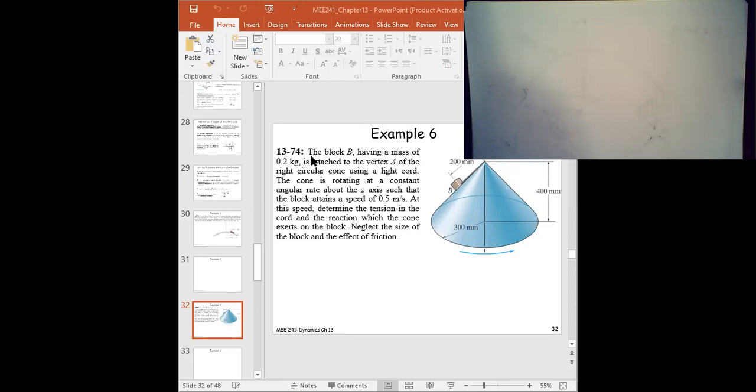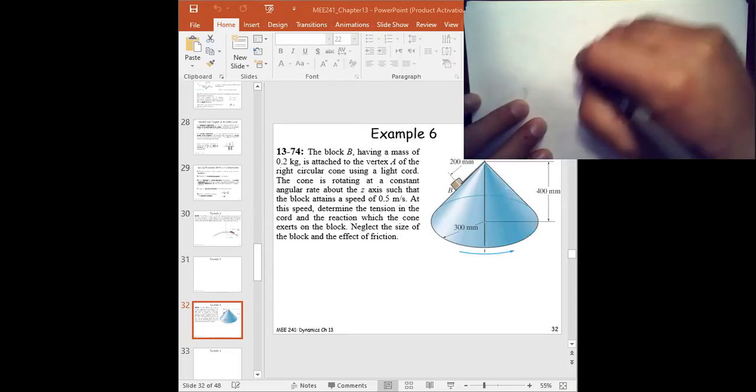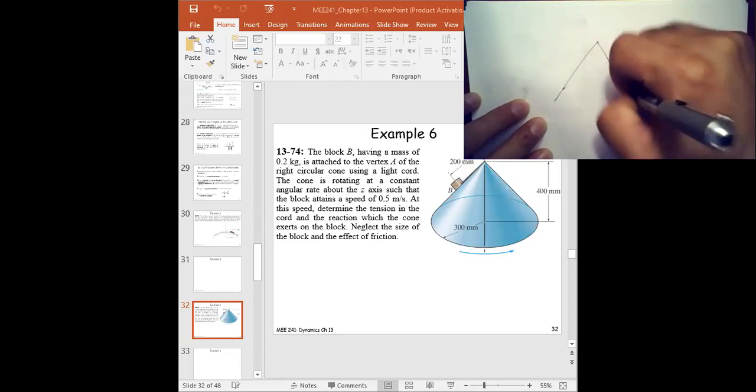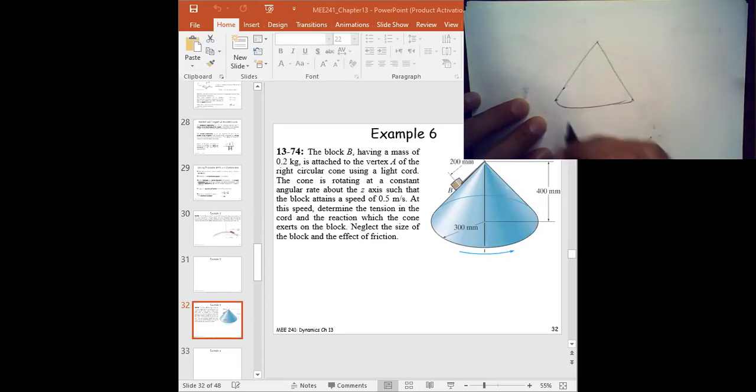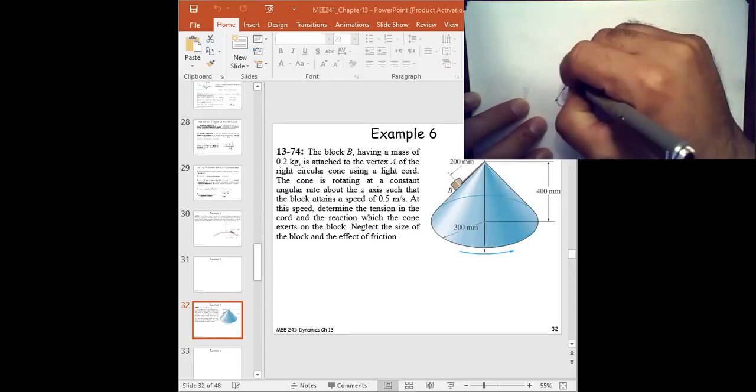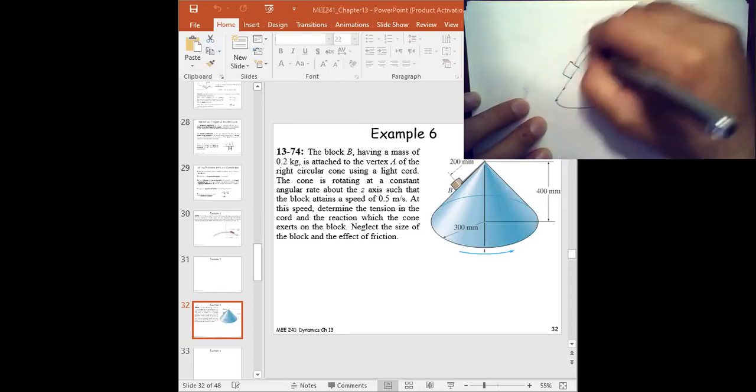Okay, guys, let's work on problem 6 here. We have the block B, which weighs 200 grams or 0.2 kilogram, attached with a rope, and it's rotating around here with a constant velocity of 0.5 meters per second. We need to find the tension in the cord and the normal force on this. We can neglect friction. So I'm going to draw this for you guys. So we have a cone like this, right? We have a cone and on the cone we have a box.